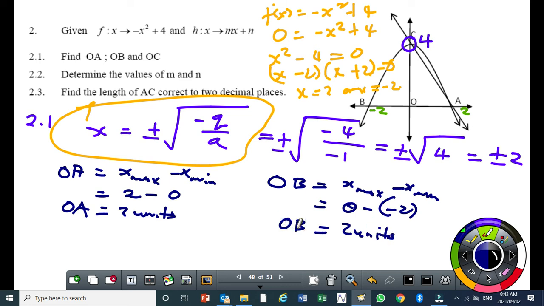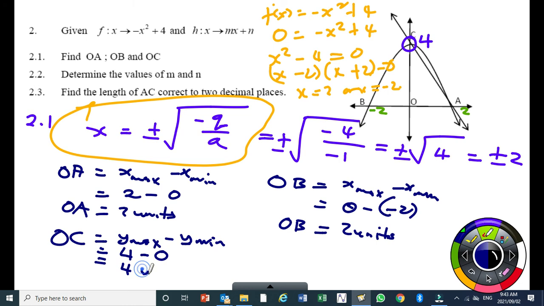Okay? Then OC, be aware that this point here is point C. Now, OC is going to be a vertical distance. So OC is going to be y max minus y minimum. That will be 4 minus 0. And your final answer will be 4 units. Okay?